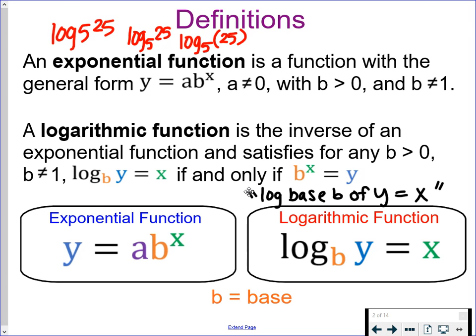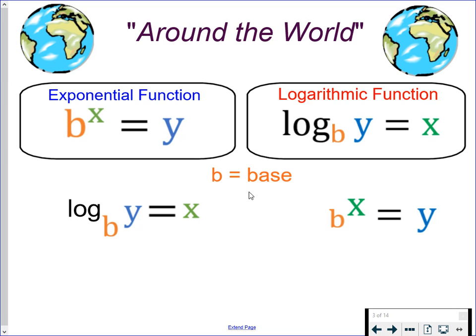Okay, so how do we do that? So like I said, we're not dealing with A right now. We have b to the x equals y, and log base b of y equals x. So I call this around the world. All right? So it's weird, but you'll catch on here a little bit. So this tells me what I write next. Notice how the base of your exponent and the base of your log are the same thing. Okay, the base is always the base. All right? So log base b of y equals x.